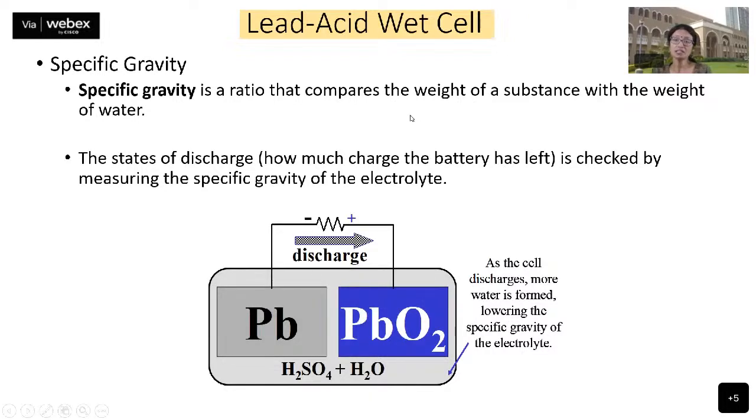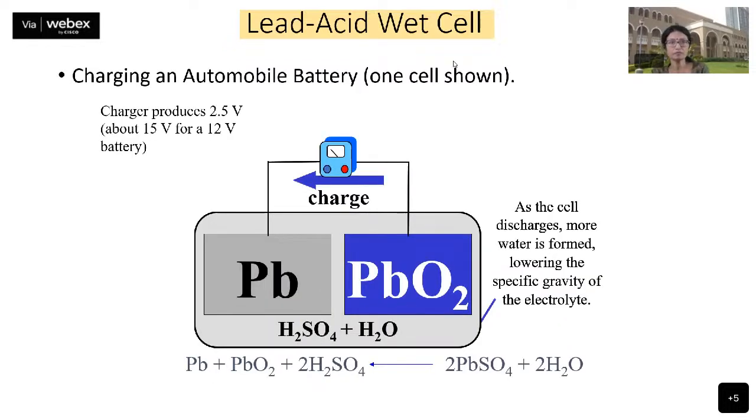Specific gravity of a lead acid wet cell is very important, because when you measure the specific gravity of this particular cell, you will get to know the extent of discharge which has happened. As you saw in the previous slide, when the discharge is happening, it leads to the production of water and lead sulfate. So as the amount of water increases, the specific gravity of the electrolyte lowers. By checking the specific gravity, you can say how much of the cell has discharged, or how much charge is still left in that particular lead acid wet cell. This is basically the same thing I have discussed earlier.